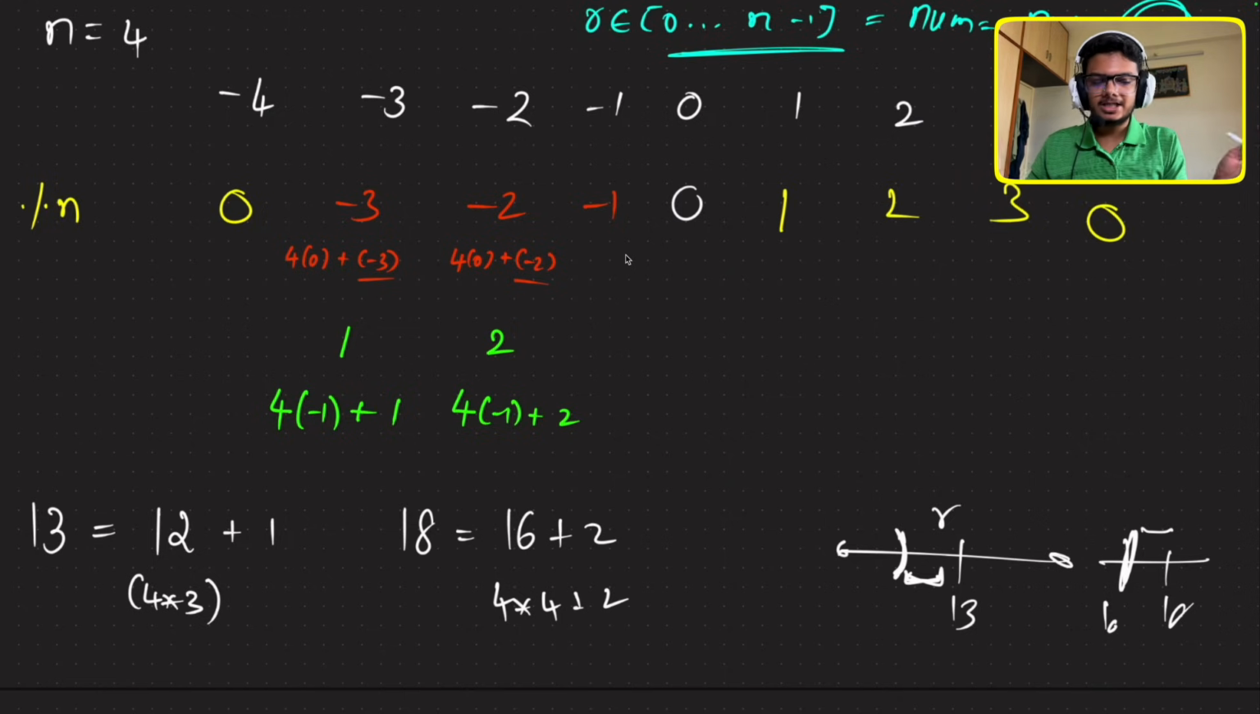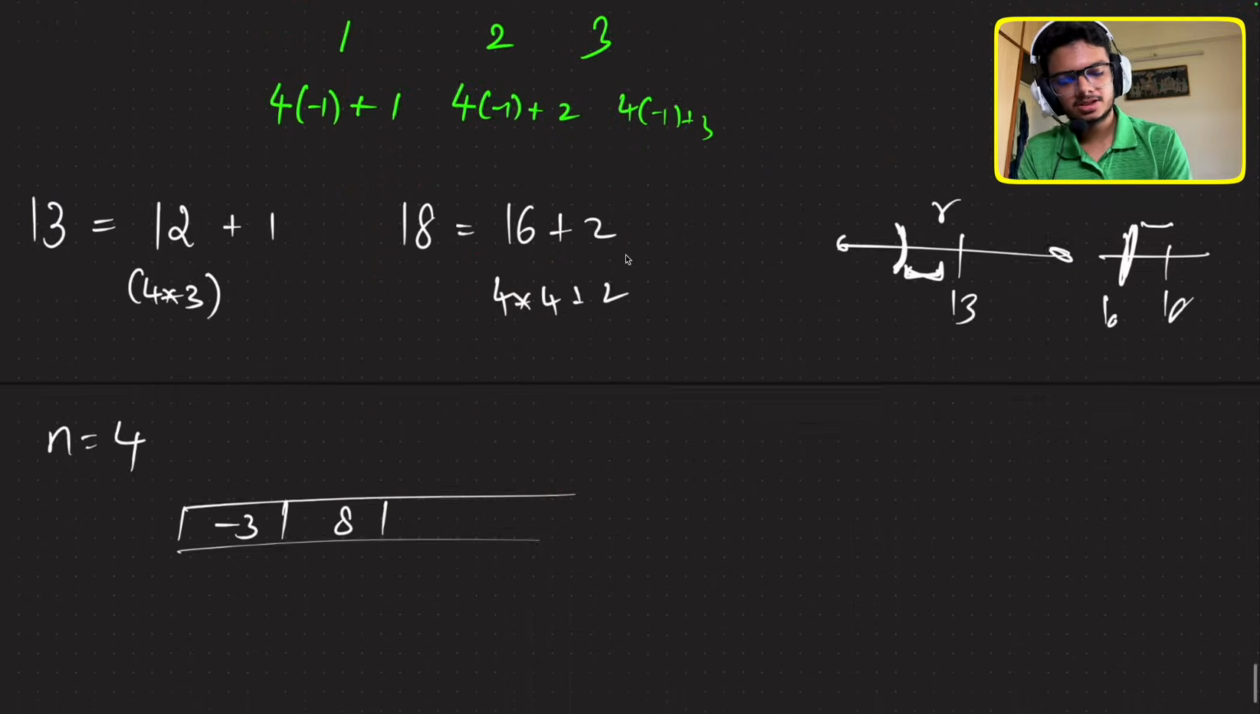For minus 1, what is the closest multiple from the left? I'm going through all this because I want the R to be positive, that is, in the range 0 to n minus 1, right? So here it will be 4 into minus 1 plus 3. So this strategy always ensures that you have a remainder which comes in the range 0 to n minus 1.